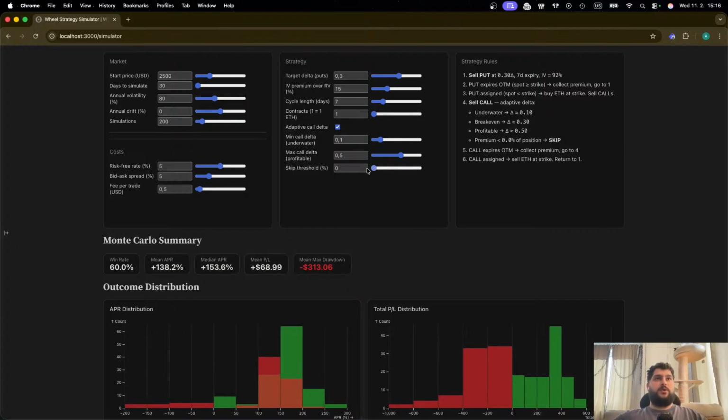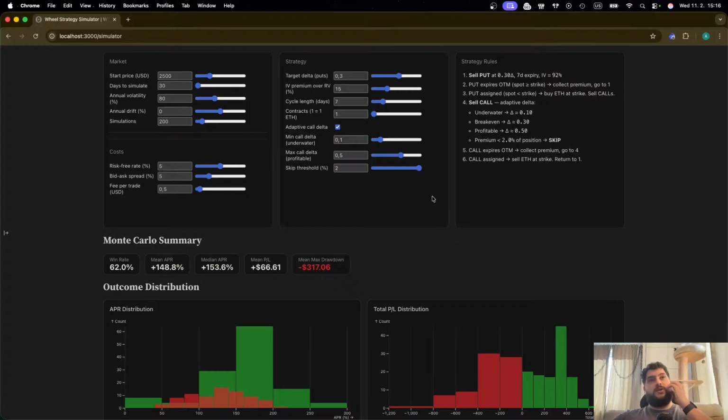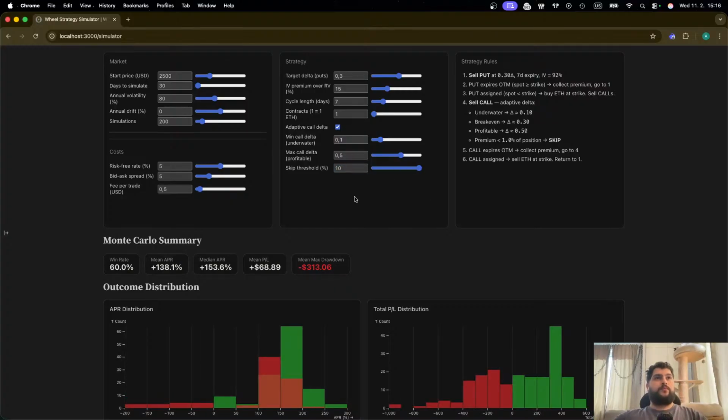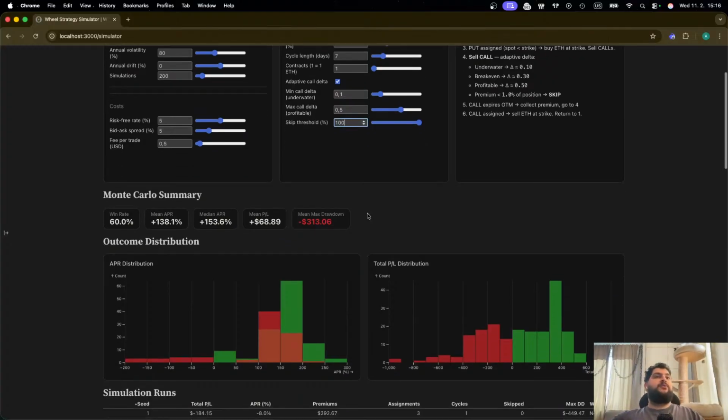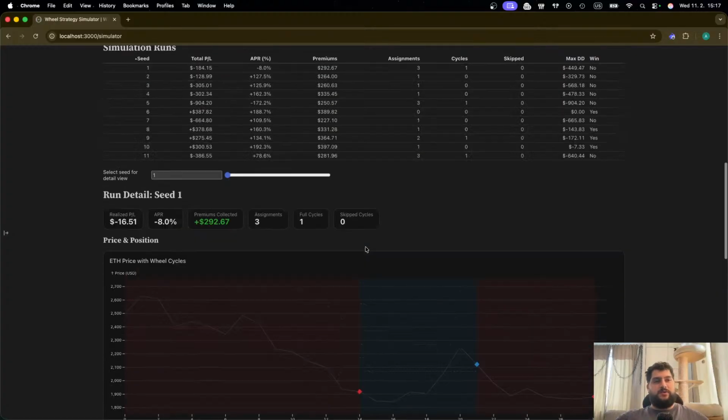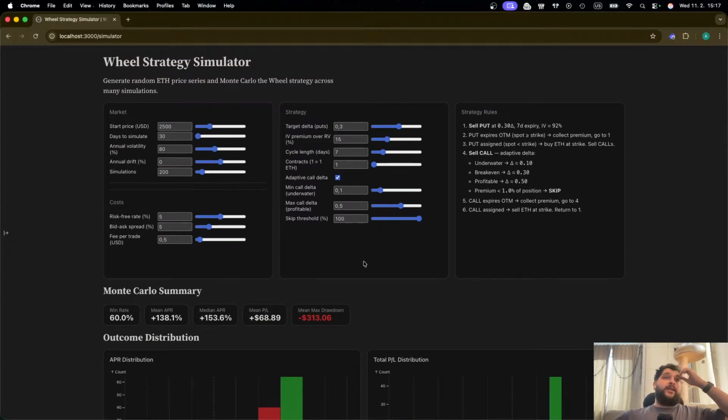Yeah, it didn't work before. So basically if we are underwater, then we put the lowest possible delta, but if the premiums are also small, then we don't trade at all. So we just check if there is at least some good premium for us even though we are underwater. So that was the point.